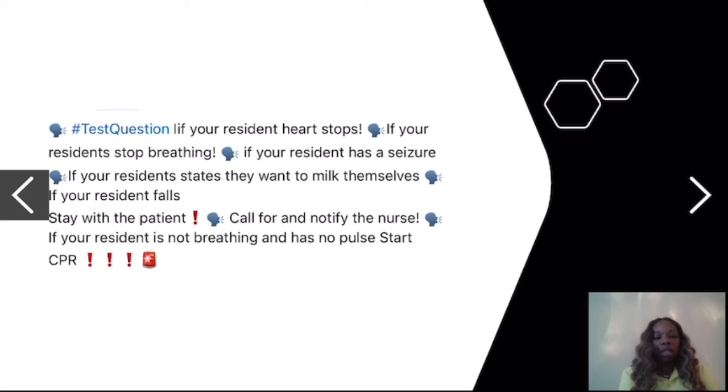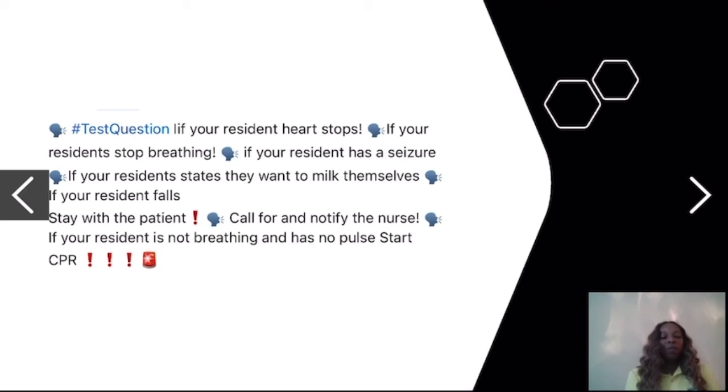If your resident's heart stopped, if they experience cardiac arrest, if your resident stopped breathing, if they experience respiratory arrest, if your resident has a seizure, if your resident states they want to kill themselves, if your resident falls, as a CNA, in all of these situations, you want to stay with that person or that resident and then you call for help. You stay with them and you call for help. And if your resident is not breathing or has no pulse, you want to start CPR.